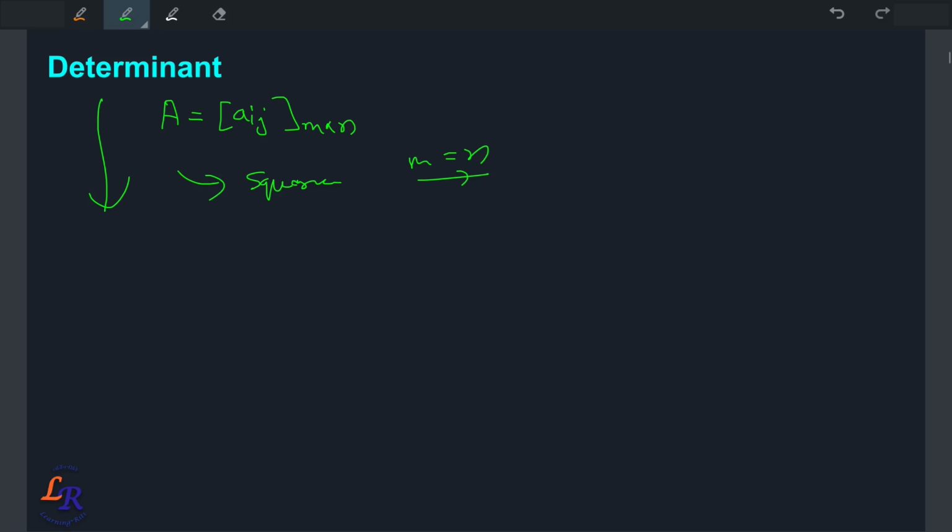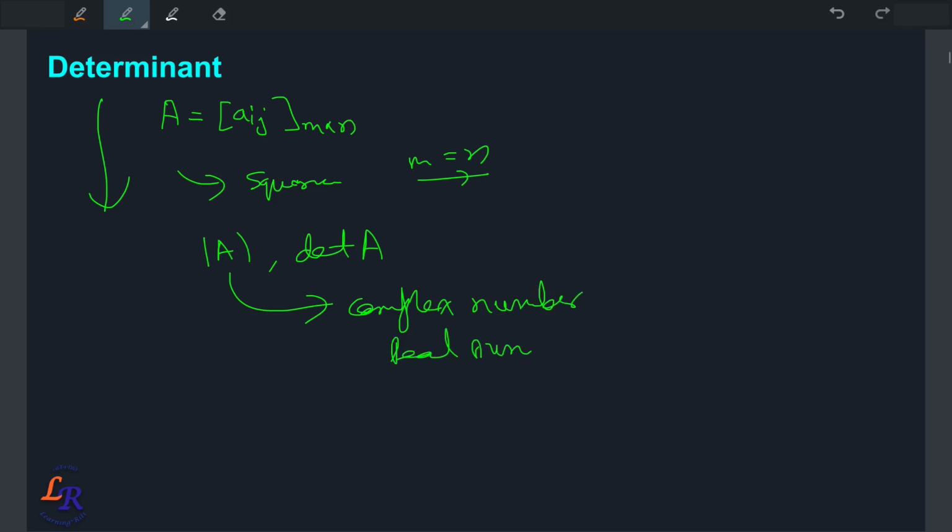But before that, each square matrix can have a determinant. The determinant of a matrix is written like a mod symbol, but it is not mod; when it is associated with the matrix, it is said to be the determinant. So we also write it as determinant A. That can have a value, which can be a complex number or a real number. Mostly here we are discussing real numbers, so we will mostly get a real number as output.